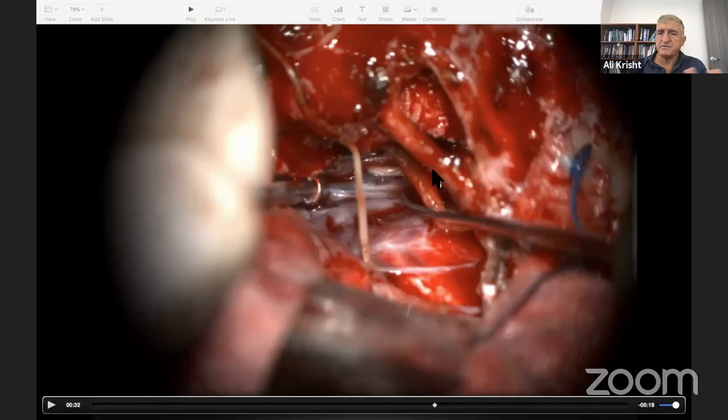You can see this view. This is the sixth nerve on the right side. This is the Meckel's cave where the tumor was. The carotid comes this way. And this is the fourth nerve. This is the basilar, and this is the sixth nerve on the opposite side. In every case, if I did not see the sixth nerve, it means I didn't go down enough along the clivus, and I did not remove the tumor, the tail end of it.